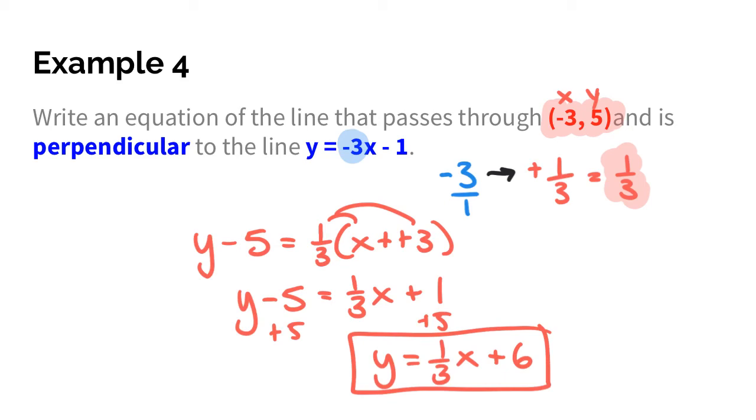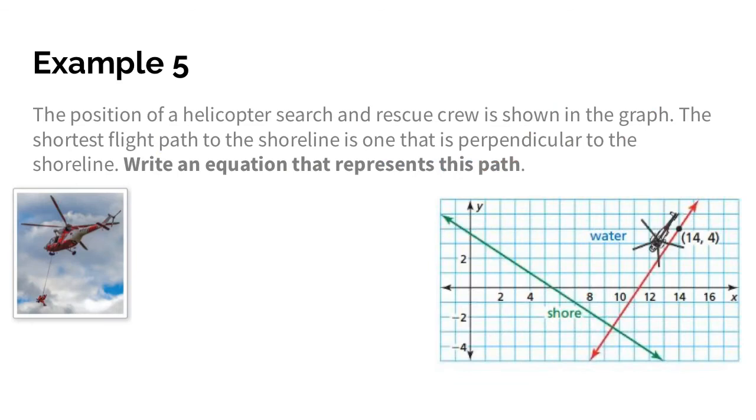All right, so that's writing equations of parallel and then perpendicular lines. Notice the commonalities and how we're writing them. The thing we got to identify is the slope. Now let's go through a modeling problem.